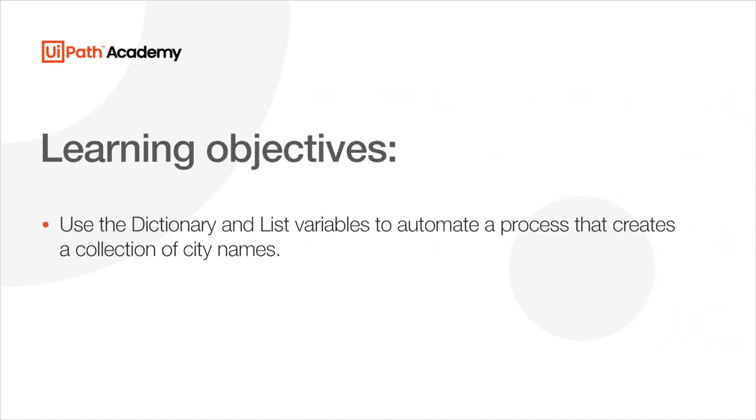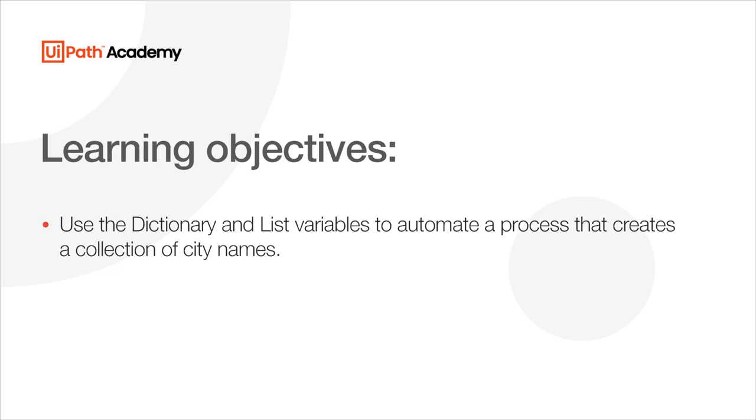We have previously built a workflow that processes dictionaries and one that works with lists. Now it's time to explore dictionary and list variables even further by creating a project that combines the two. Our goal in this demo is to create a collection of names for different cities. We'll do this by creating a dictionary with the key as the country and the value as the cities.